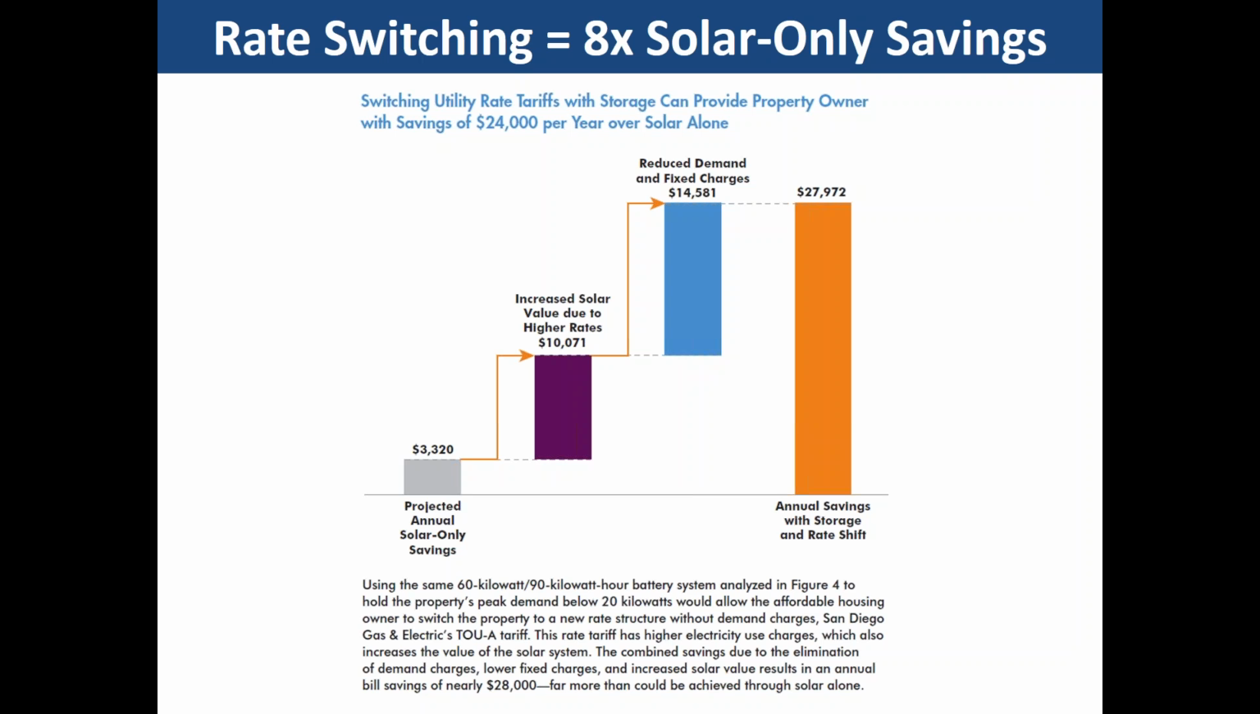You get $10,000 of extra value out of your solar and over $14,000 in reduced demand charges and fixed charges. It's really pretty stunning results. It's about 8 times the savings you could get with a solar only system after the changes, which is shown on the left there.